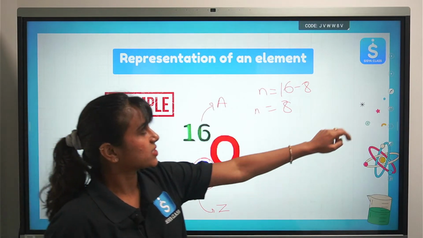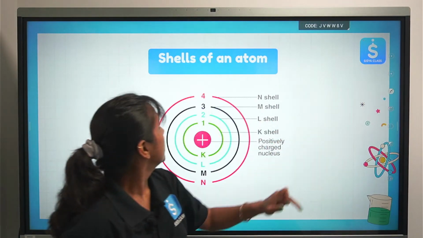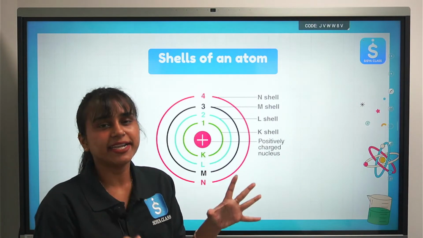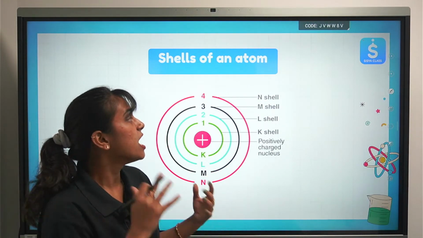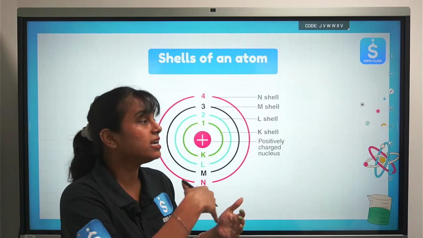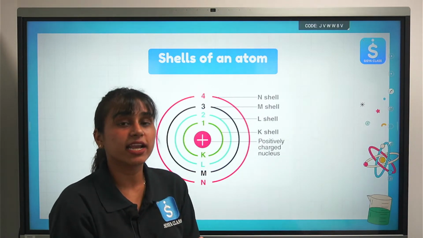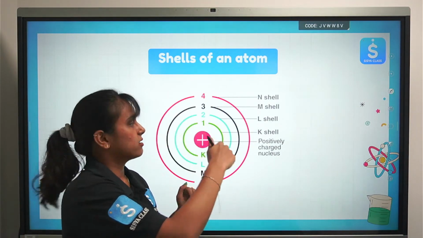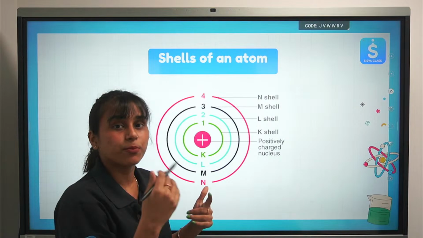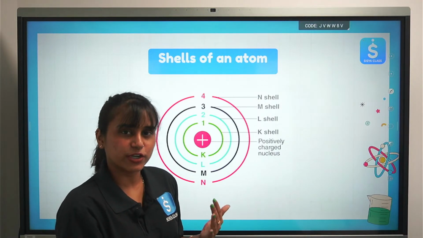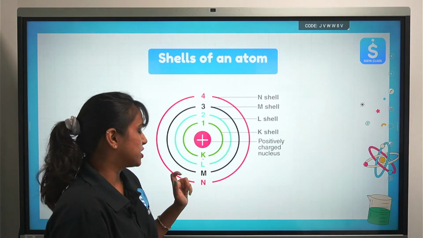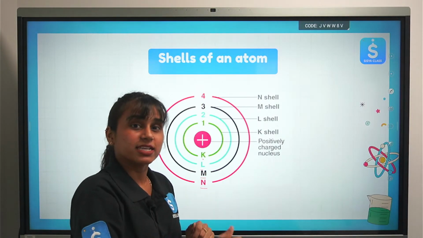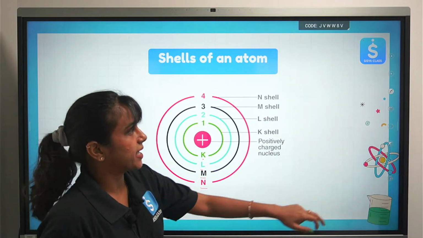Let's move on. So now the topic is shells of an atom. We talked about all the entities and how the structure is. Now we need to name and understand the shells or the orbits in which the electrons exist. There are shells like 1, 2, 3, 4, and we keep on counting like that, and certain names are given to these shells. The first shell is K shell, the second is L, M, N and so on, starting from K.